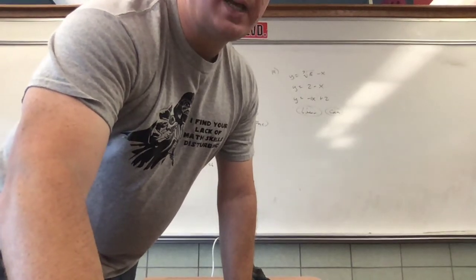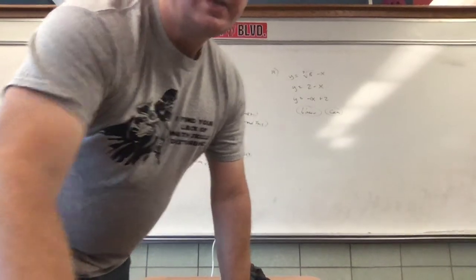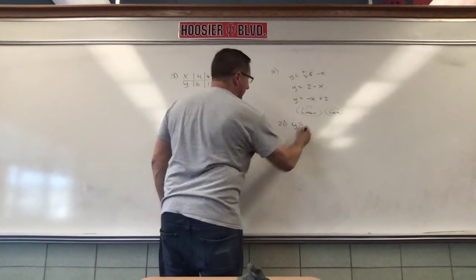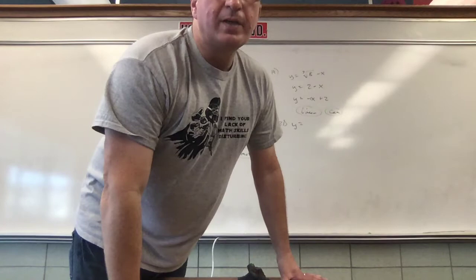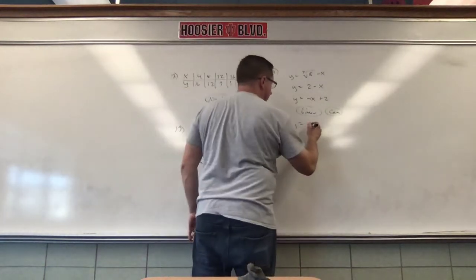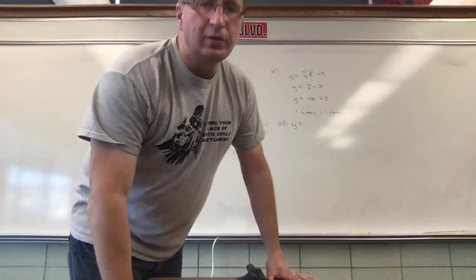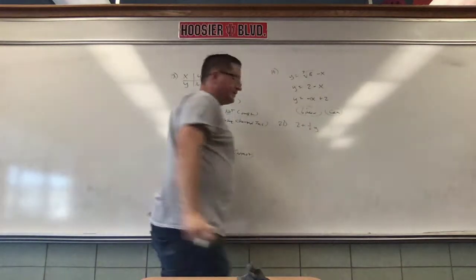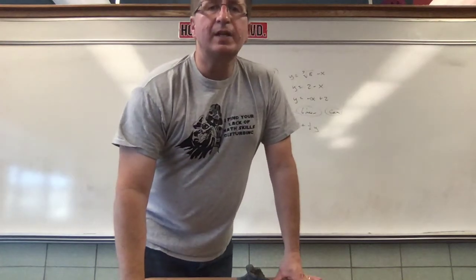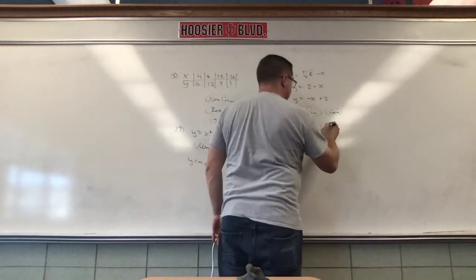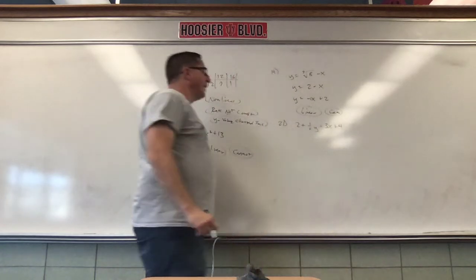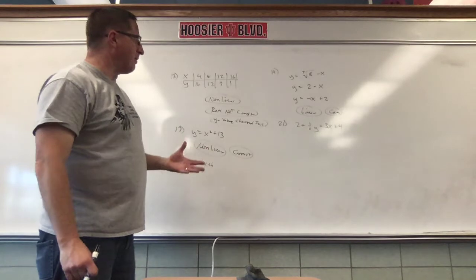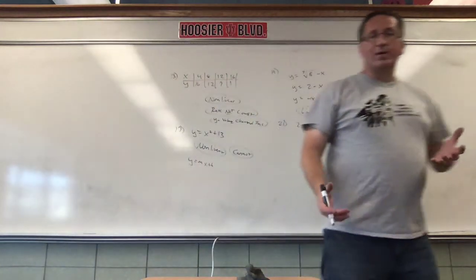Let's skip 20 on to 21. Okay? So on number 21, we have 2 plus 1/6 y equals 3x plus 4. Okay, so can we rewrite that as y equals mx plus b? Can we have y all by itself? Well, let's find out. Let's try to write y all by itself.